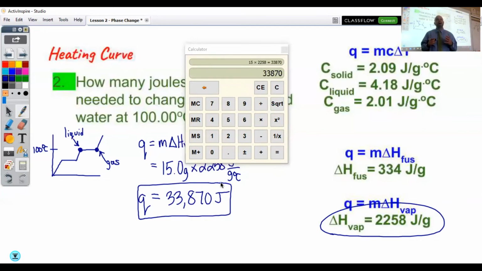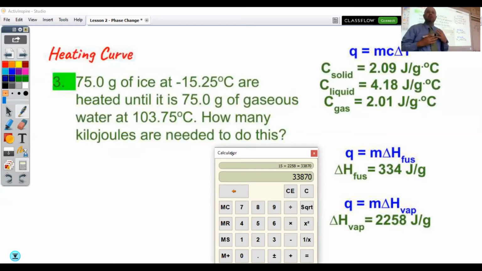Okay, we're going to do one final problem together. So if we look at this final problem, it says we have 75 grams of ice at a temperature initially of negative 15.25 degrees Celsius. We heat that until all 75 grams of it become gaseous water, or steam, if you will, at 103.75 degrees Celsius. And it wants to know how many kilojoules, so we're going to calculate it in joules first, then we'll convert it to kilojoules at the very end. How many kilojoules are needed to do this? So once again, I'm going to start off by drawing a heating curve so we can follow along and identify how many different parts to this problem we have.